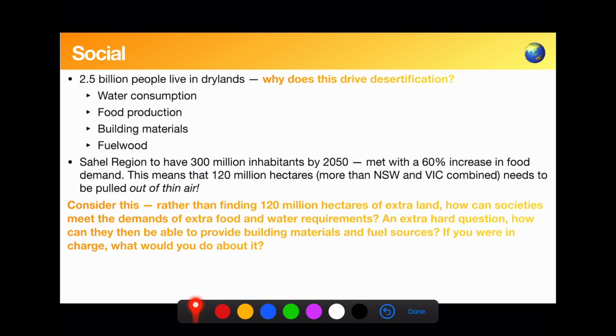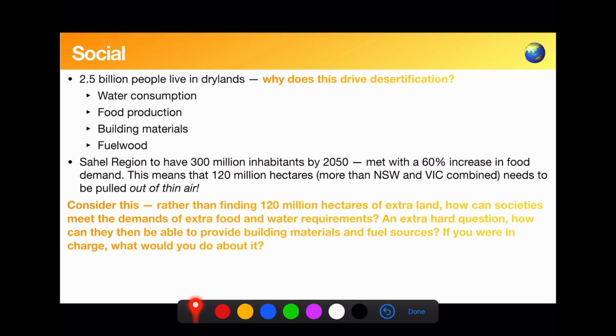Social factors. Interesting fact, 2.5 billion people live in dry lands. Answer this: why does this drive desertification? Why are 2.5 billion people causing deserts to expand? Now, the key things to remember here: people need water, food, building materials, fuel wood. So how do these influence this? If you can answer that for me.